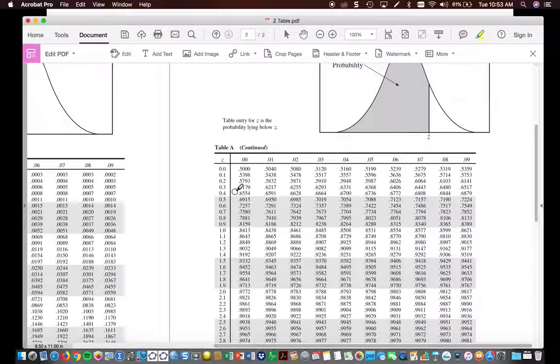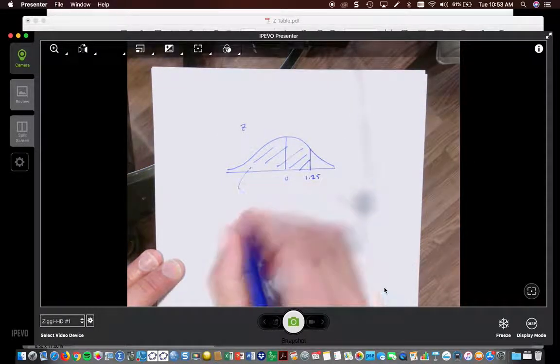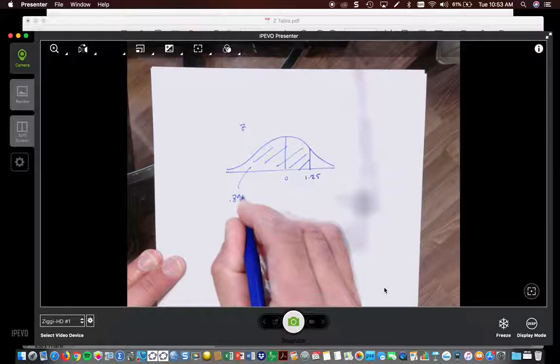So here's the way it works. I've got to find a z-score of 1.25, and here I find the first two digits of that 1.25. The third digit of 1.25 is up here, and then I look at the intersection of this row and this column, and I come up with an answer of 89.44. So the probability of being in this tail is 0.8944.